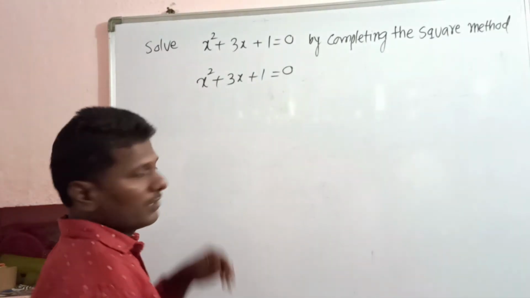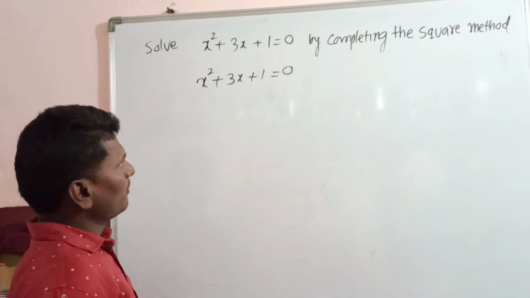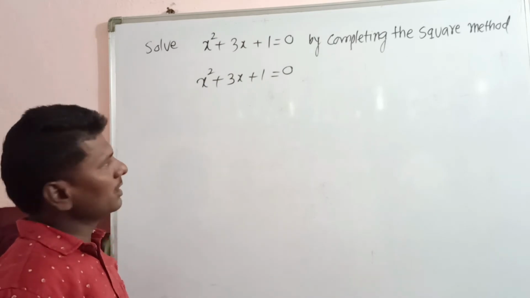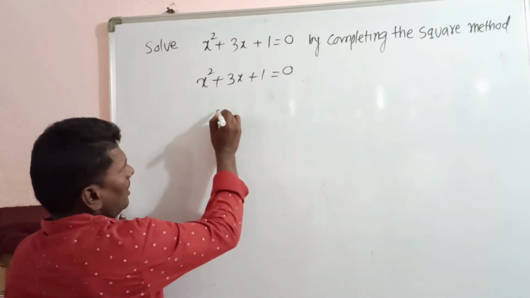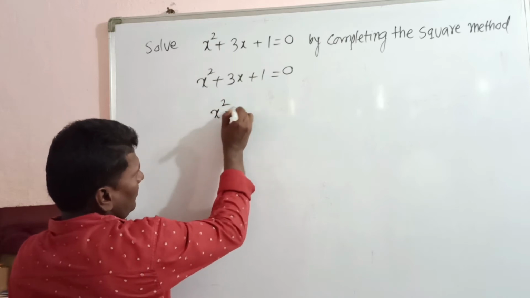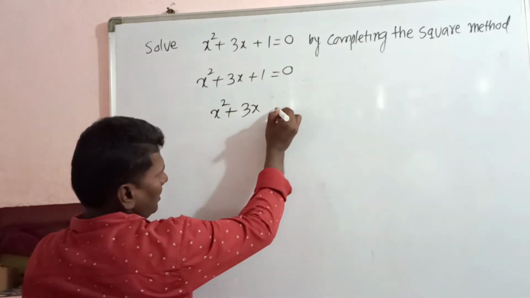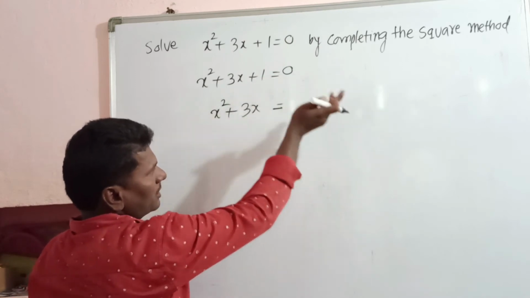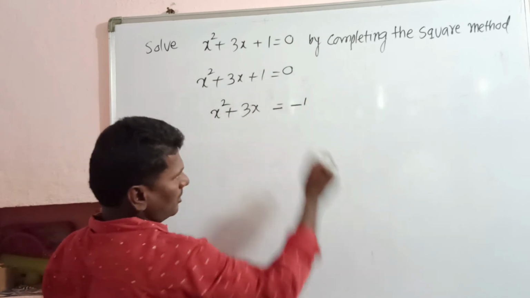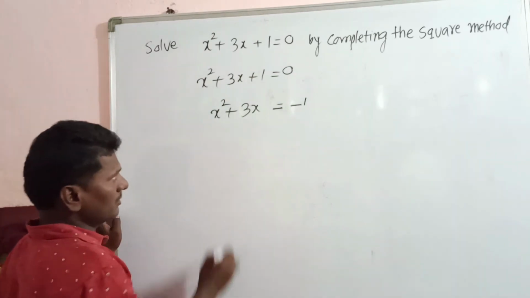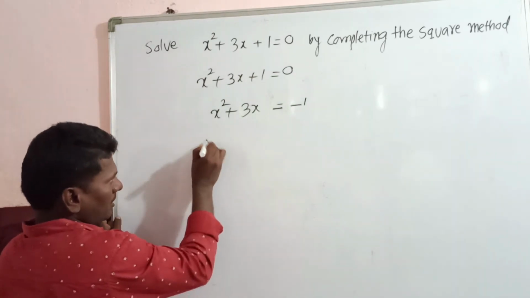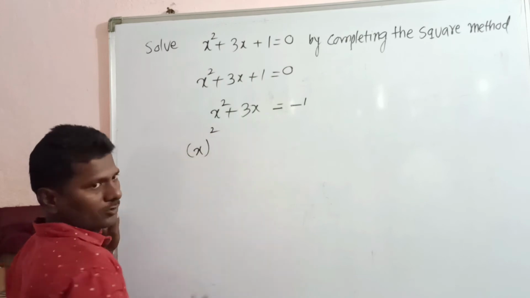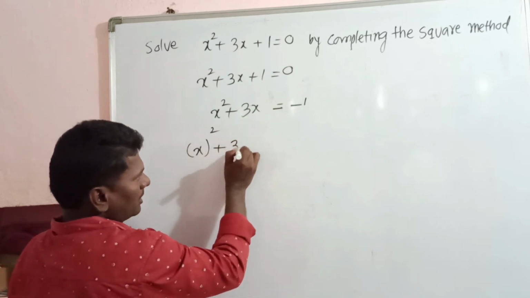The given equation is x square plus 3x plus 1 is equal to 0. x square plus 3x is equal to, I am sending this plus 1 that side, it becomes minus 1. After that, write x square as x whole square, and 3x write as it is.